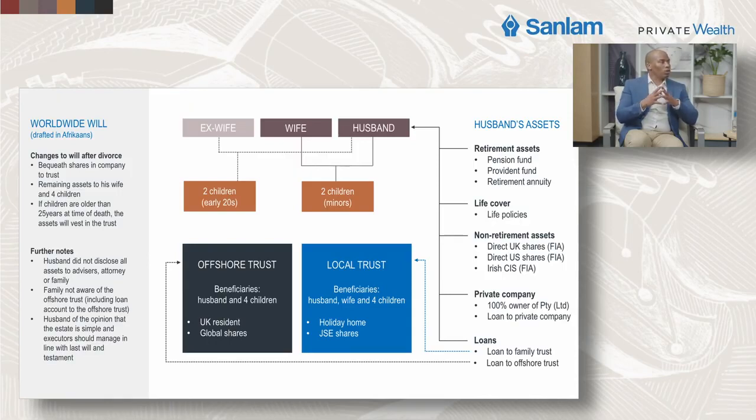There's a loan account to the offshore trust which funded the property that he bought in the UK. And then basically he's got some shares as well within that offshore trust, but there's also a loan account. And I told him, what I would recommend you to do, as I said earlier, is to basically cancel that loan account as part of your last will and testament.